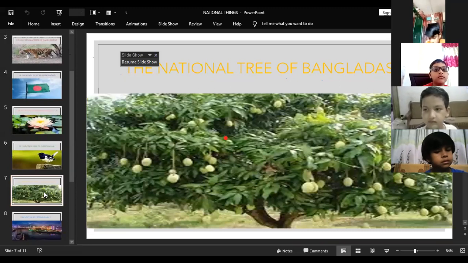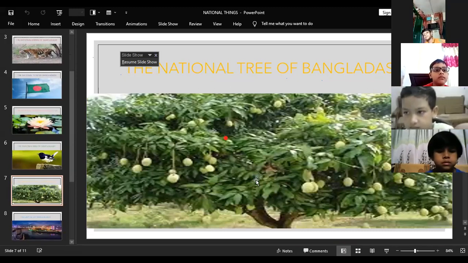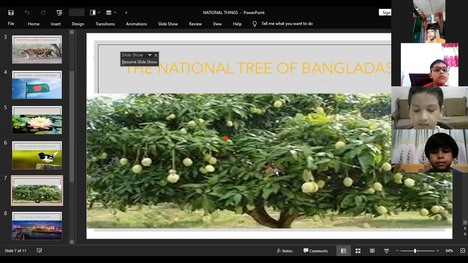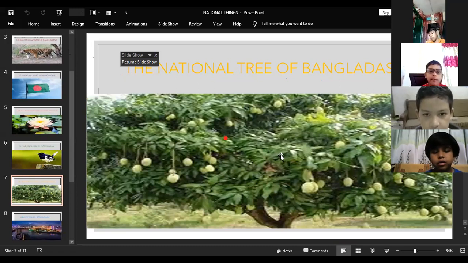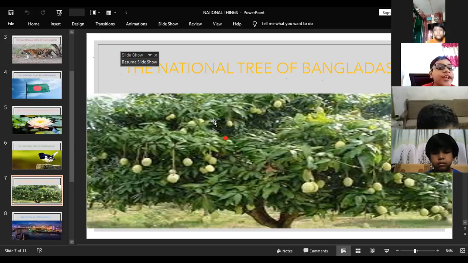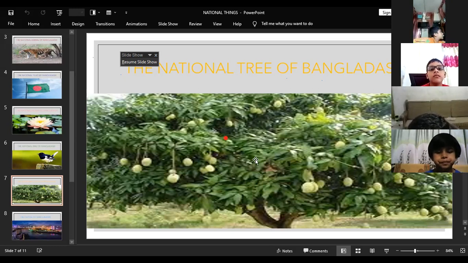Okay, very good. Do you know the tree? Mango tree. Very good. See, lots of green mangoes are here. This is a mango tree. This is the national tree of Bangladesh. The name of our national tree is mango tree.